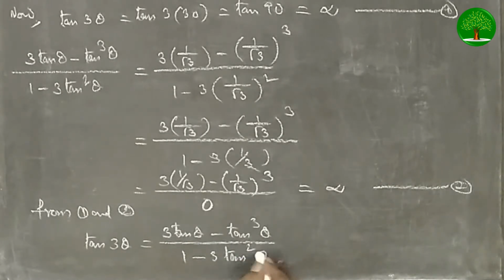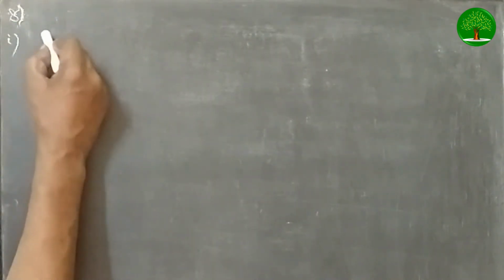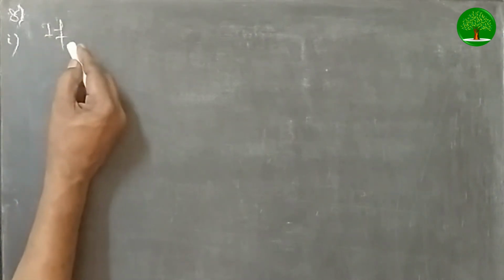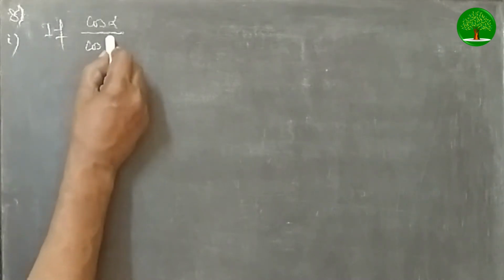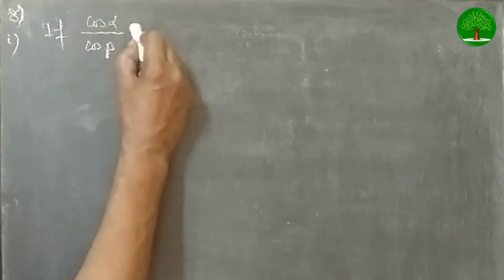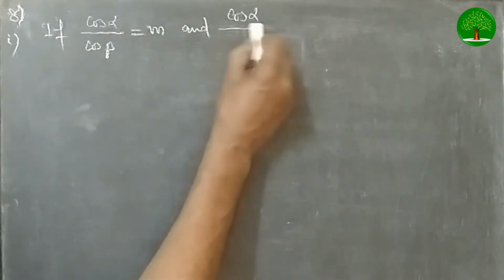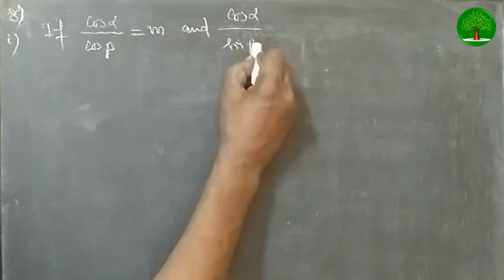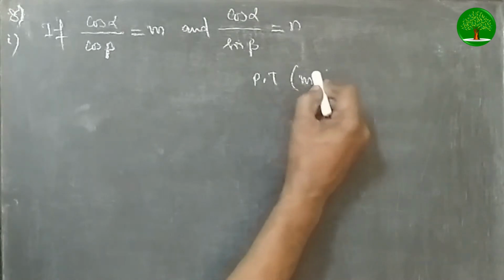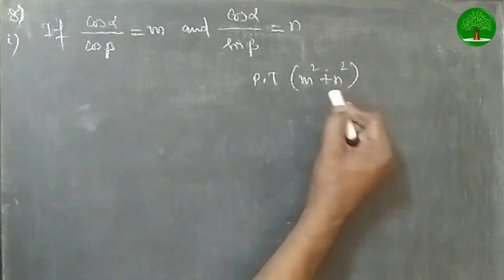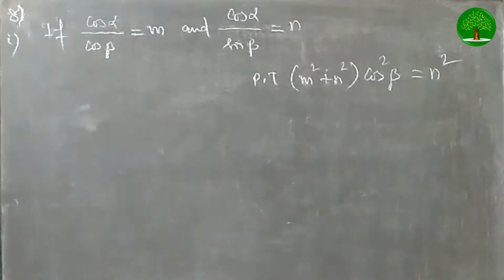Now eighth one, if cos alpha by cos beta is equal to m and cos alpha by sin beta is equal to n, prove that (m square plus n square) cos square beta is equal to n square.